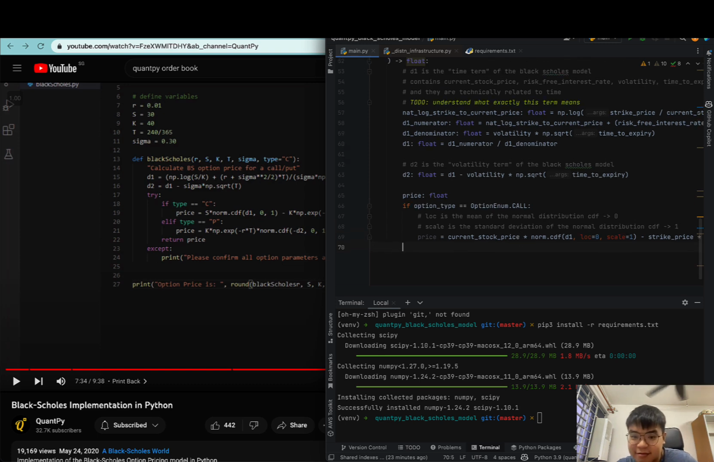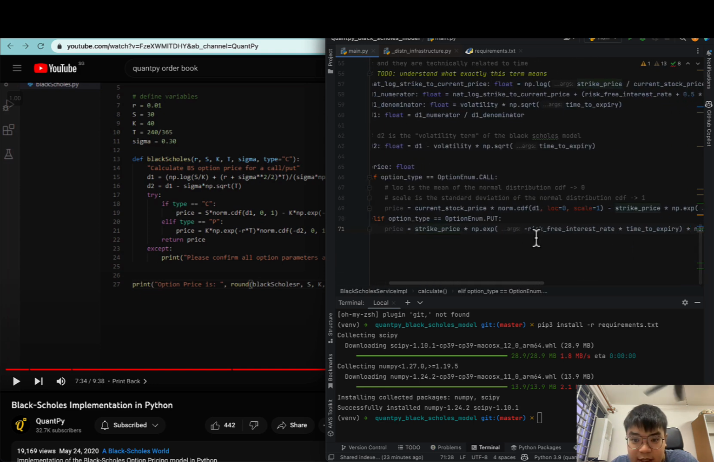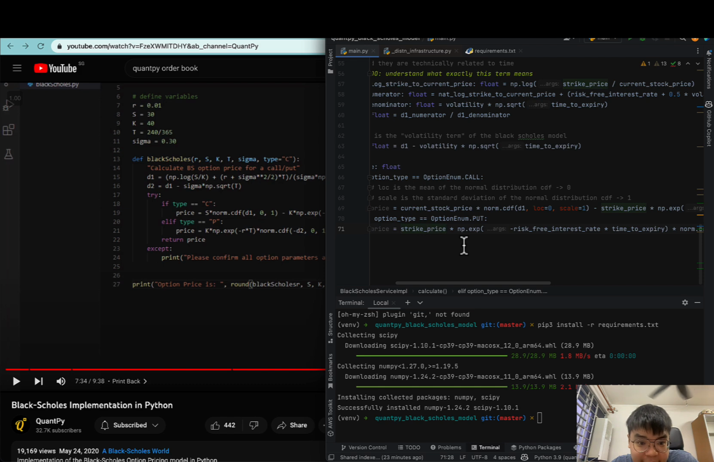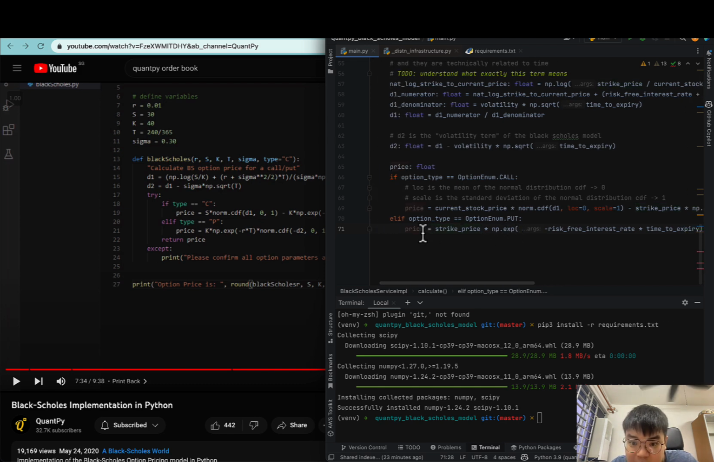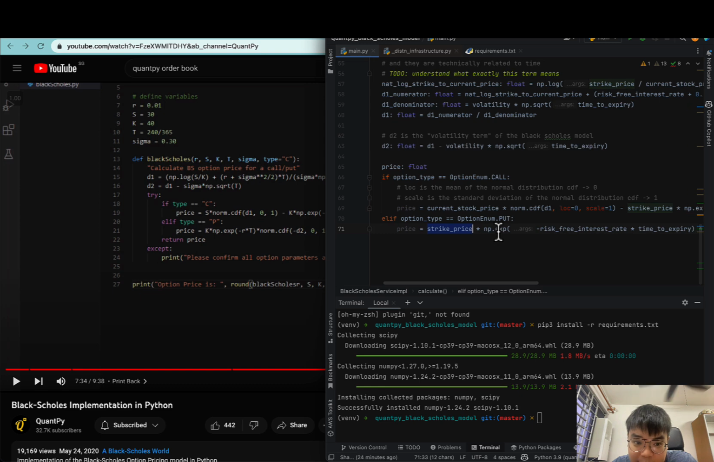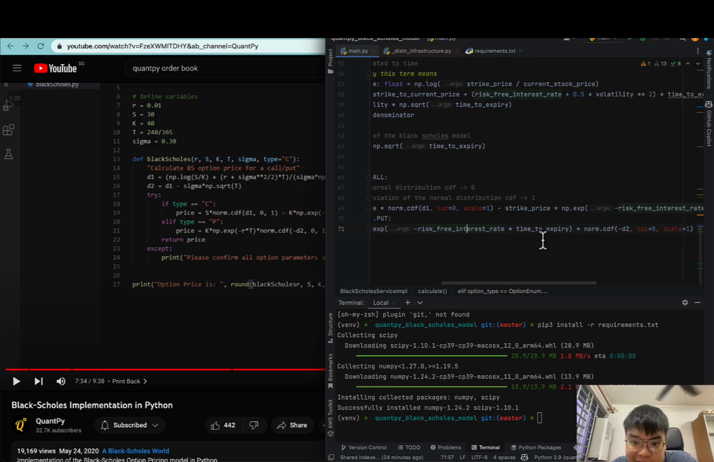Yeah, it's just that I guess that was a demonstration, so I don't think Jonathon was really focusing too much on the implementation details. So I think that's totally fine for a demo. Price is equals to strike price. So we're currently calculating the price for the put option here. So strike price multiplied by the exponential of negative risk-free interest rate multiplied by time to expiry.